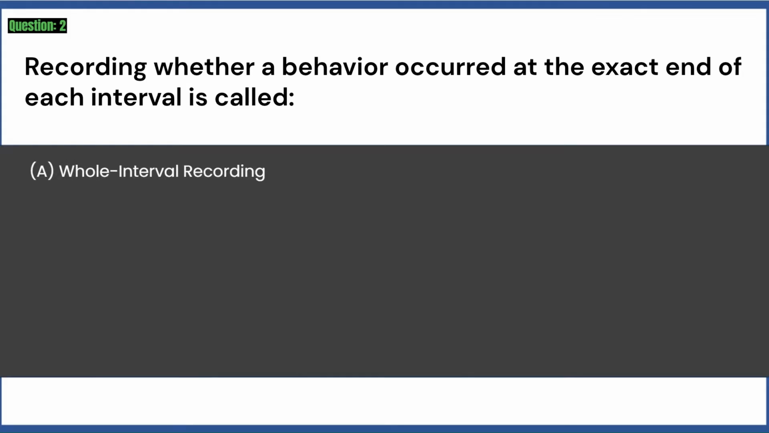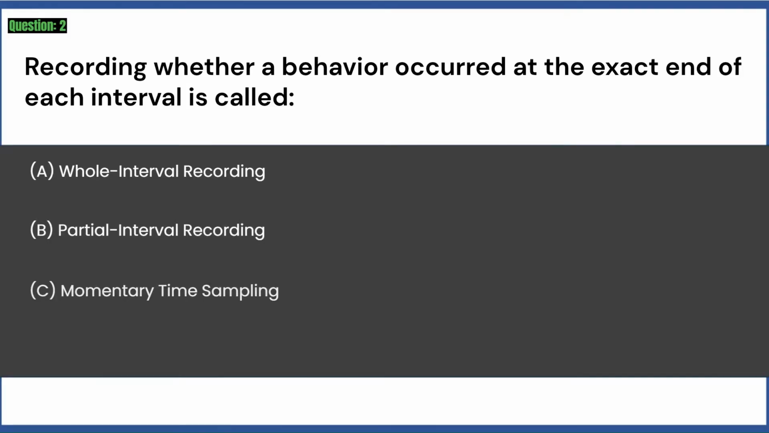Recording whether a behavior occurred at the exact end of each interval is called A. Whole interval recording. B. Partial interval recording. C. Momentary time sampling. D. Permanent product. Answer: C. Momentary time sampling.